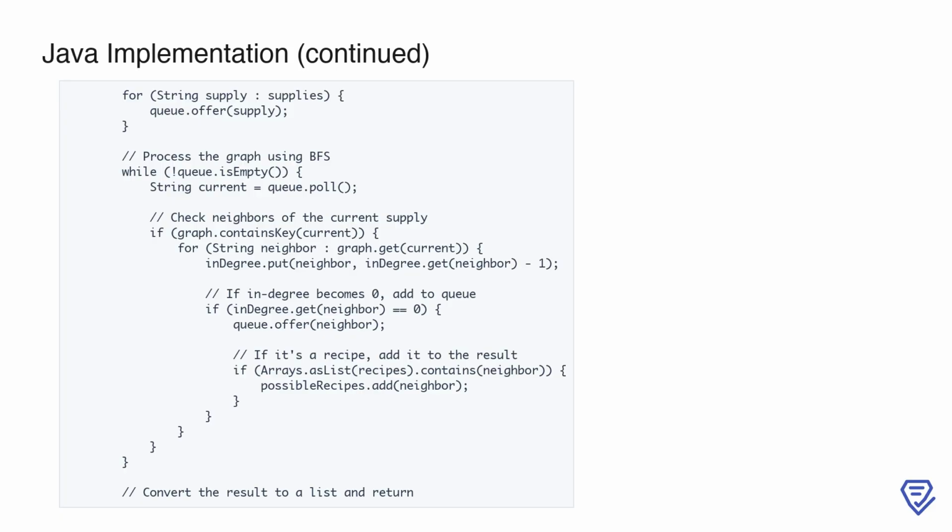If a neighbor's indegree becomes 0, it means all its dependencies have been satisfied, so we add it to the queue for further processing. Additionally, if this neighbor is a recipe, we add it to our set of possible recipes, indicating that it can now be made. This process continues until the queue is empty, ensuring that all recipes and their dependencies are evaluated correctly. By the end of this traversal, we will have determined all recipes that can be created using the given supplies and other recipes as ingredients.